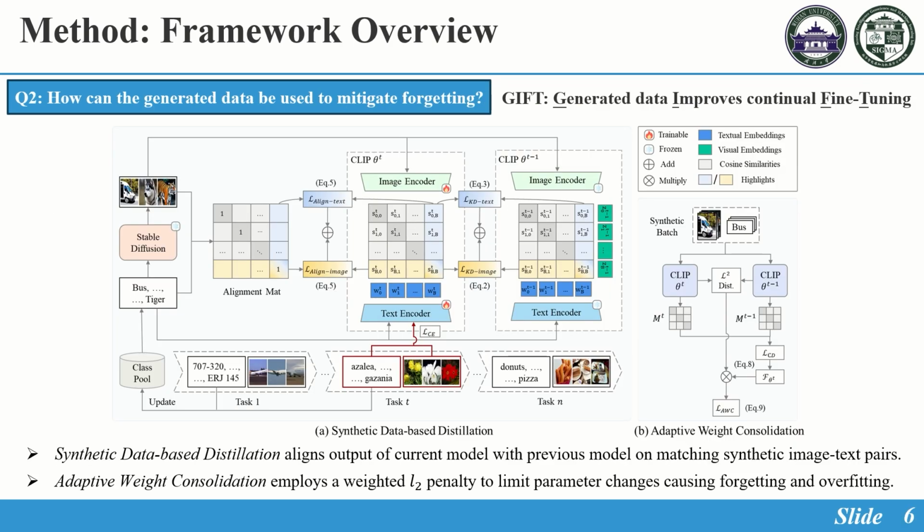As for question 2, we propose GIFT, a framework that uses generated data to improve continual fine-tuning. GIFT mainly consists of two parts. The first is synthetic data-based distillation, which aligns the output of the current model with the previous model on matching synthetic image-text pairs. The second is adaptive weight consolidation, which employs a Fisher information weighted L2 penalty to limit parameter changes causing forgetting and overfitting.